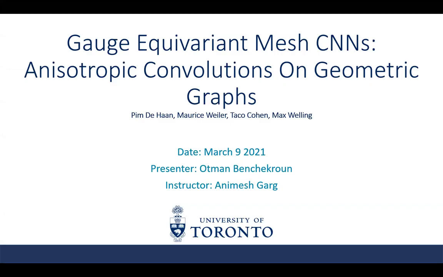I'm here to talk about gauge equivariant mesh CNNs, anisotropic convolutions on geometric graphs. This is work by Haan, Weiler, Cohen, and Welling, and this was submitted and accepted to ICLR 2021.